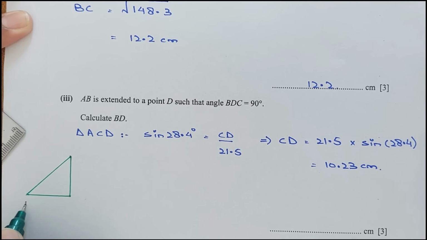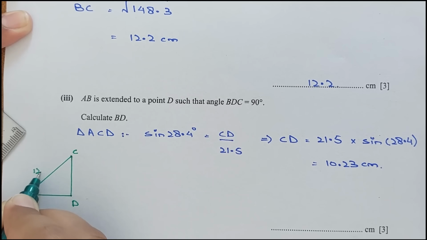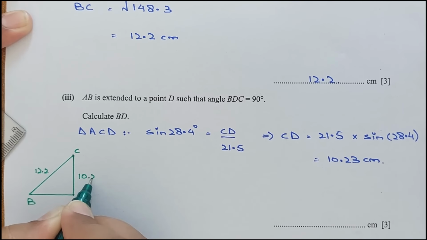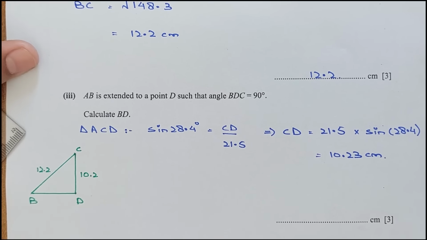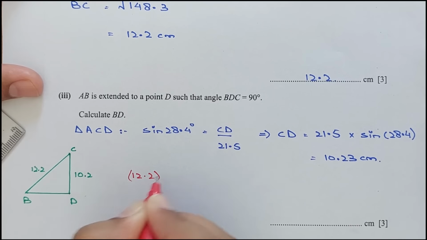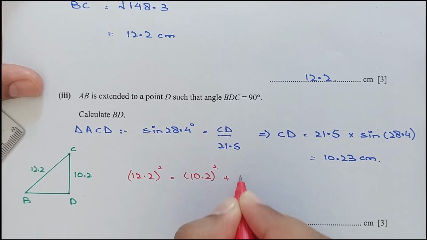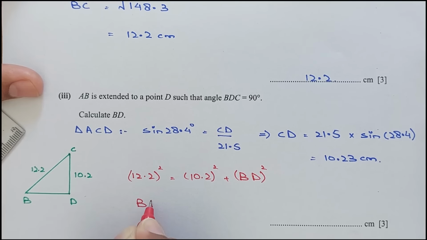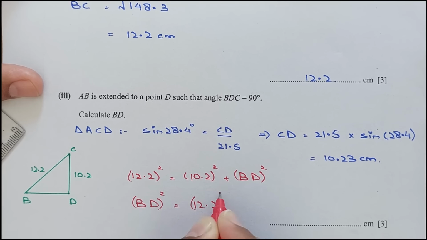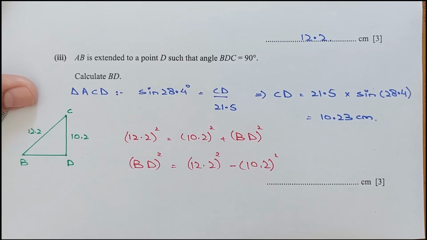So this is B, this is D, and this is C. We have 12.2 here and this is 10.2 here. Applying the Pythagoras theorem, the hypotenuse 12.2 squared is equal to 10.2 squared plus BD squared. Now to get BD squared, we have 12.2 minus 10.2, and then at the end we take the square root.